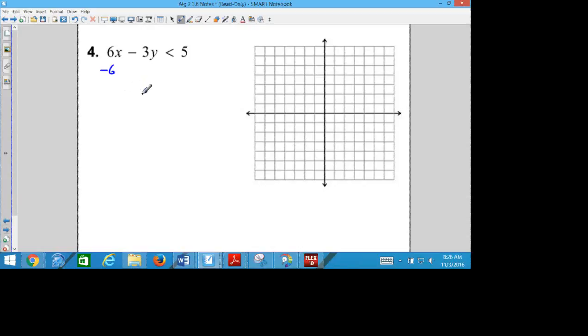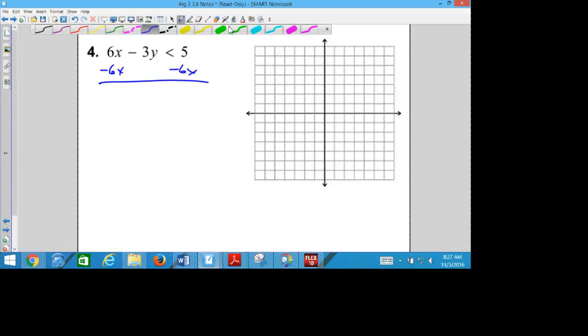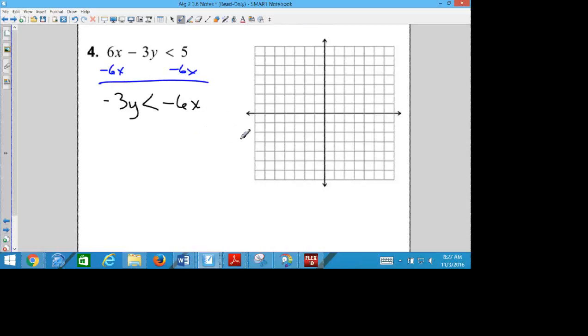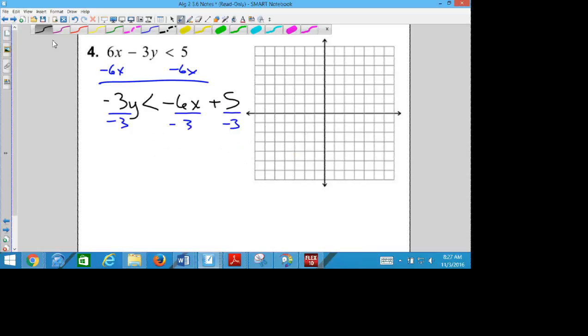So we're going to subtract 6x to get -3y less than -6x plus 5. And then divide everything by -3. What happens if I divide by a negative? Right, this sign switches. If you make that mistake and don't do it, I might have the answer wrong.